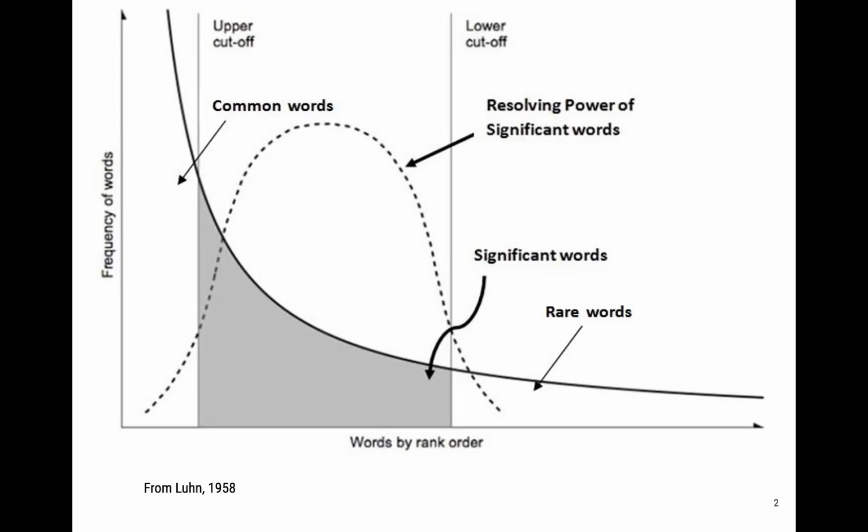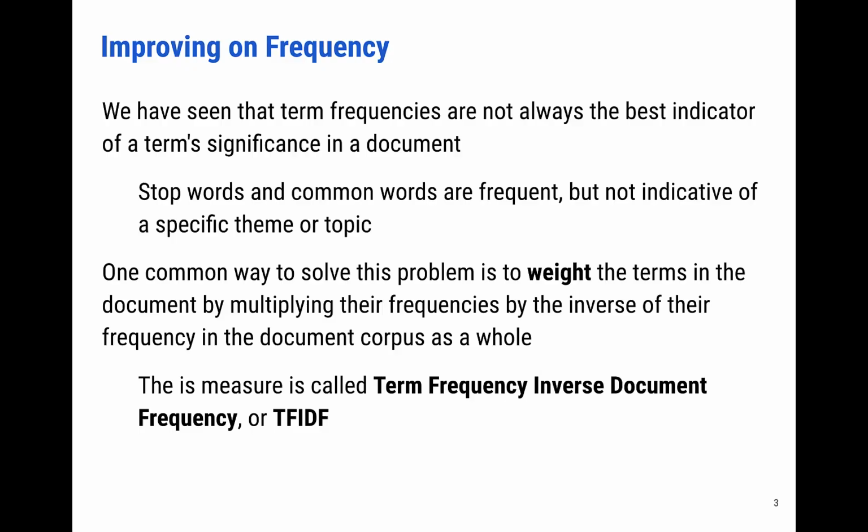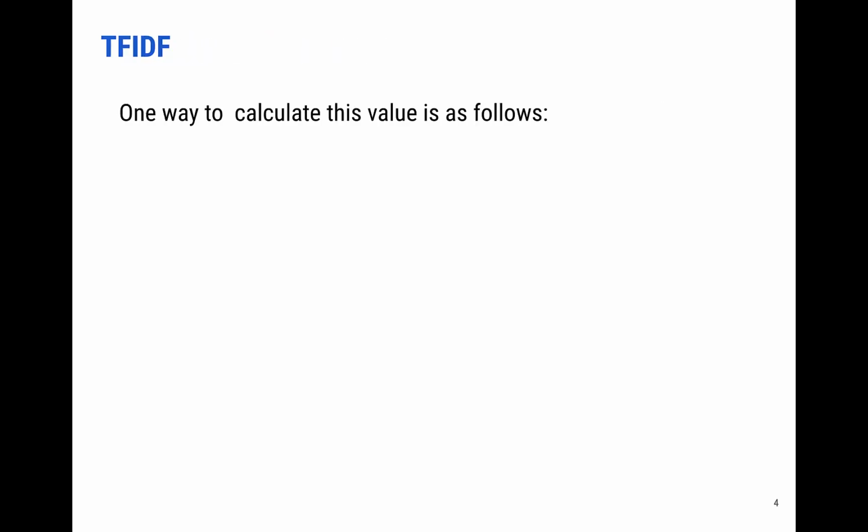We've seen that term frequencies are not always the best indicator for term significance in a document. As I've just mentioned, stop words and common words are frequent, but they're not indicative of a specific theme or topic. So one common way to resolve this problem is to weight the terms in the document by multiplying their frequencies by the inverse of their frequency in the document corpus as a whole. And this measure is called term frequency inverse document frequency. So we're going to explore what that means.